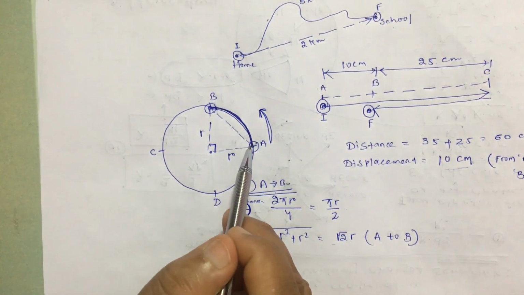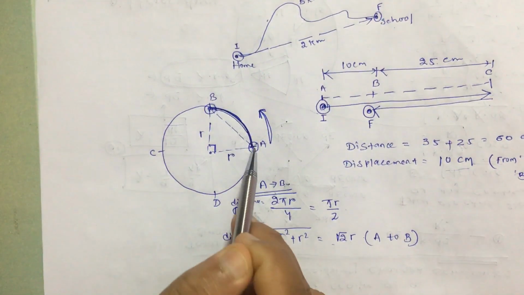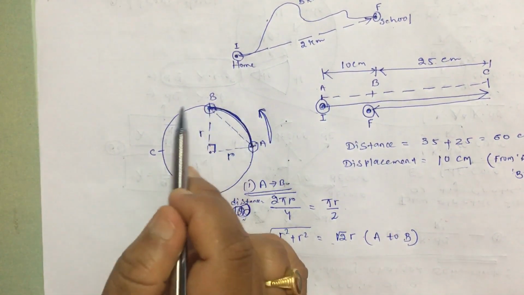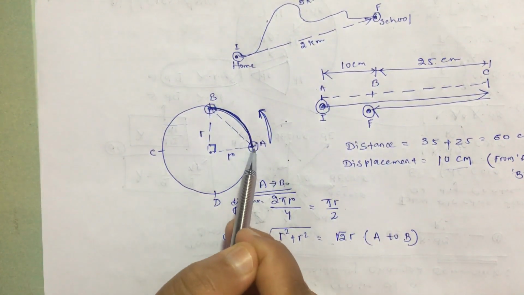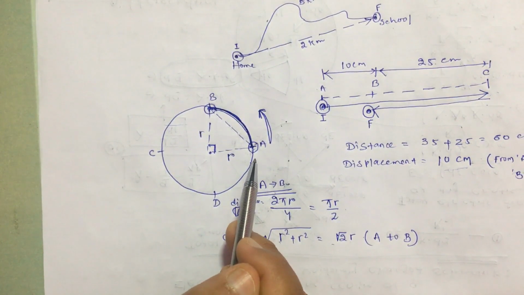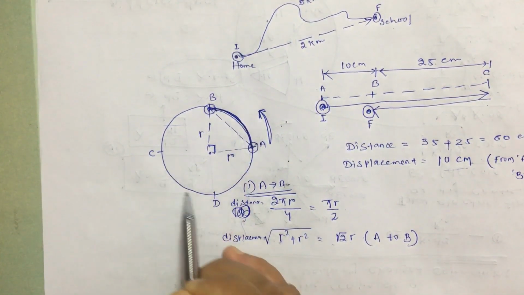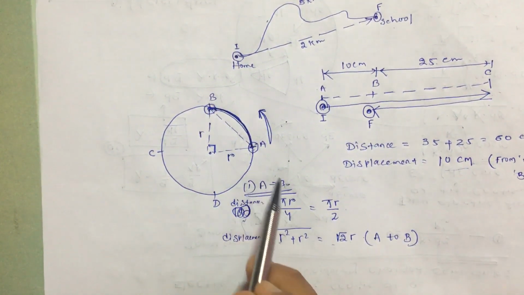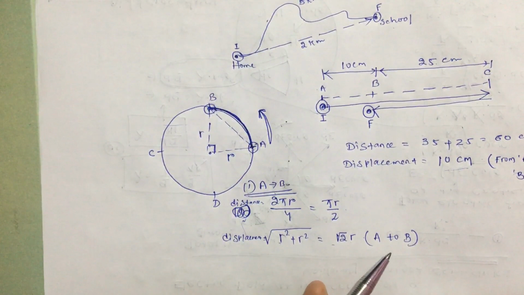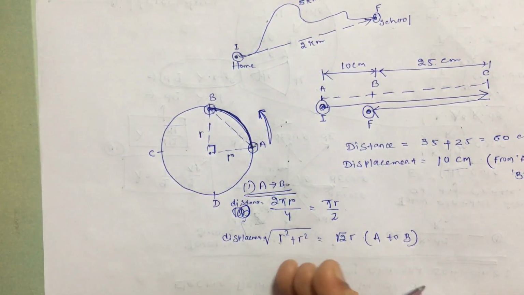But here a question may come: what will be the displacement when it completes one cycle, from A and again comes back to A? So what is the distance? It is 2 pi r. What is the displacement? Initial point is A, final point is also A. So what will be the displacement? 0. So when it completes one cycle, this displacement is going to be 0. Like that, there are many questions. We will discuss the questions after some time.